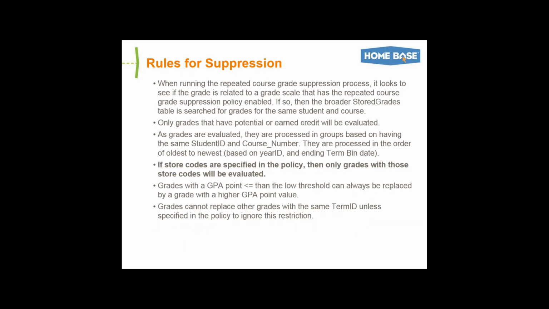We're going to post this, and that's one of the reasons I have some of this information. I wanted you to be aware that when you're running it, it looks to see if the grade is related to a grade scale. That's why you have to have grade scale set up. Only grades that have potential or earned credits will be evaluated. Again, remember us setting up the maximum credit based on the credits. As grades are evaluated, they are processed in groups having the same student ID and course number, and they are processed from oldest to newest.